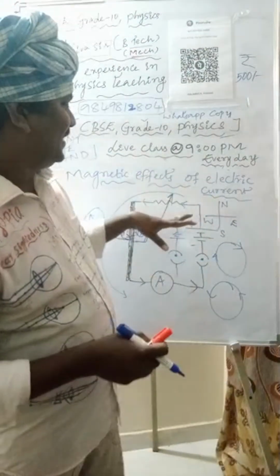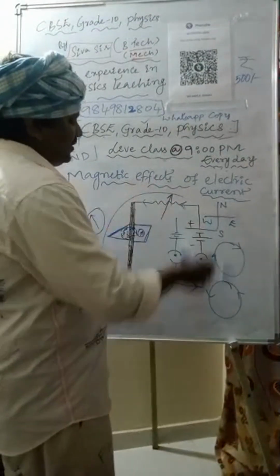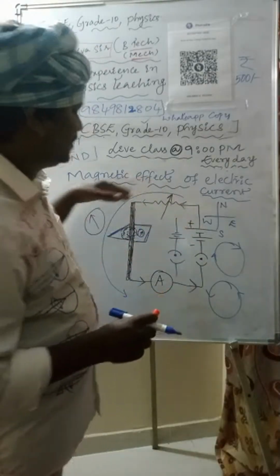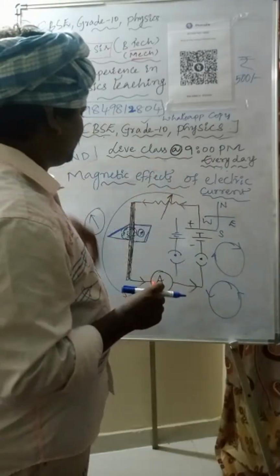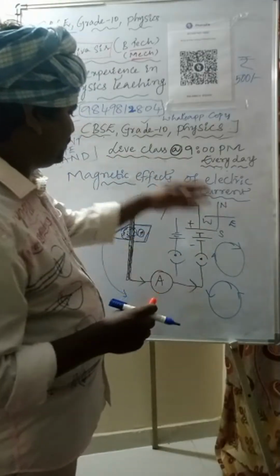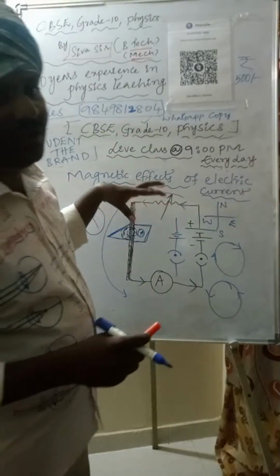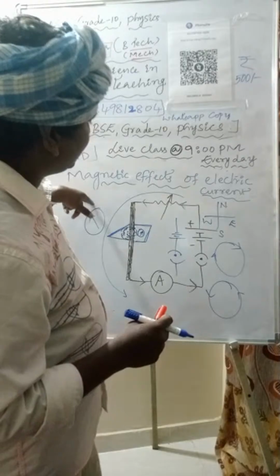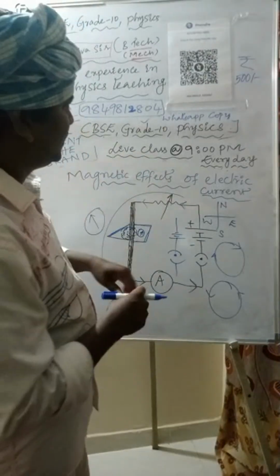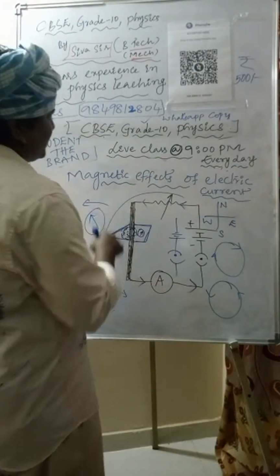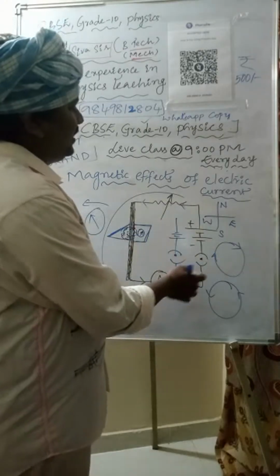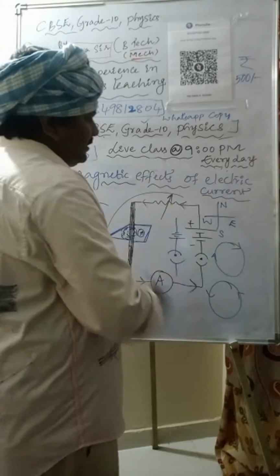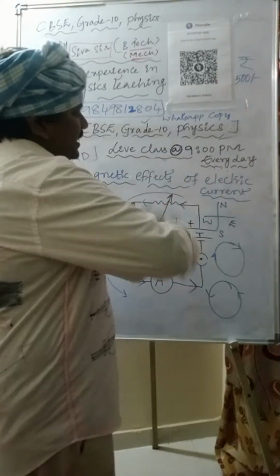Next, the current is passing through this conductor, from the positive terminal to the negative terminal. So the magnetic field, you can see, is directed towards the west. If you change the polarity, the magnetic field will move in the clockwise direction.